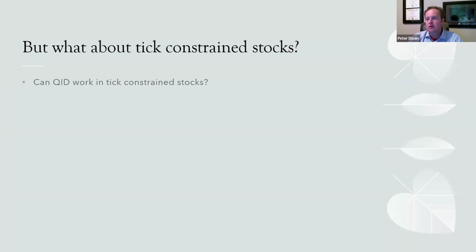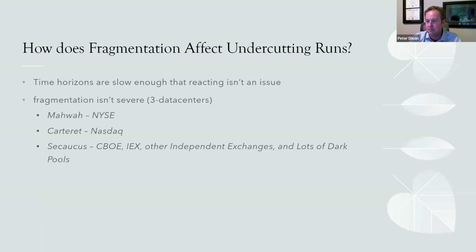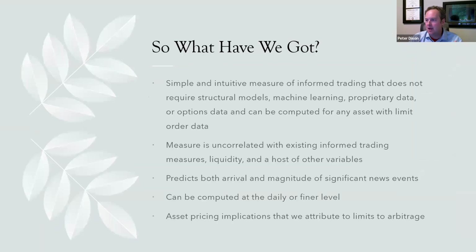And so tick constraint stocks, I already answered that. Here are the results when we show some of our key tests with conditioning on spread. It appears to work for tick constraint stocks, and we believe it works for the reasons that I mentioned. I'm going to skip the fragmentation stuff.